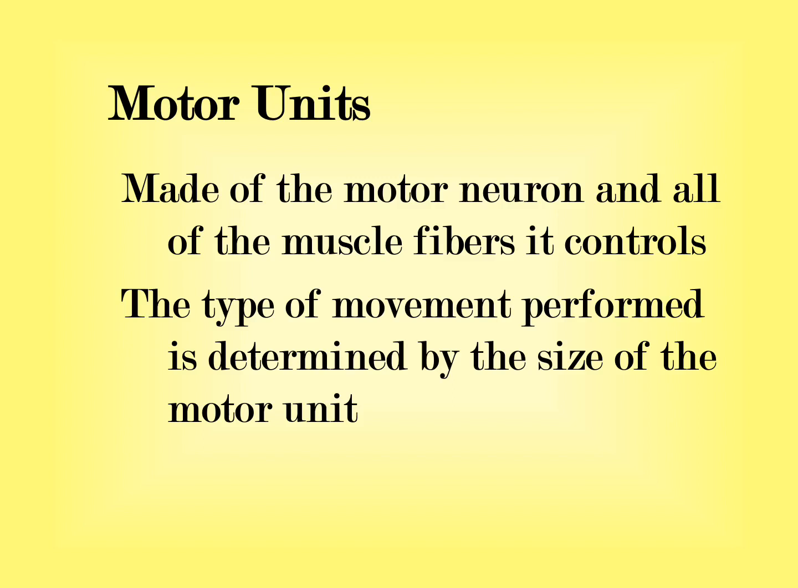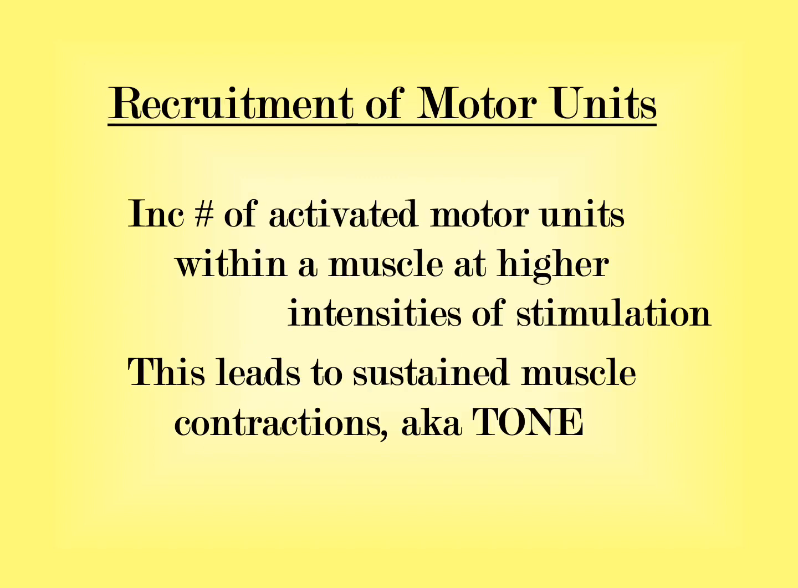So we'll recruit very few units, but those units will contain a whole bunch of fibers in them. Whereas when we have fine motor movements, we'll be recruiting a whole bunch of motor units, but each one of those motor units will be very small in terms of the number of fibers. When we talk about this recruitment of motor units, we're talking about the tone of the muscle. This is the static level of contraction that we see within the muscle based off of the number of fibers that are being recruited.